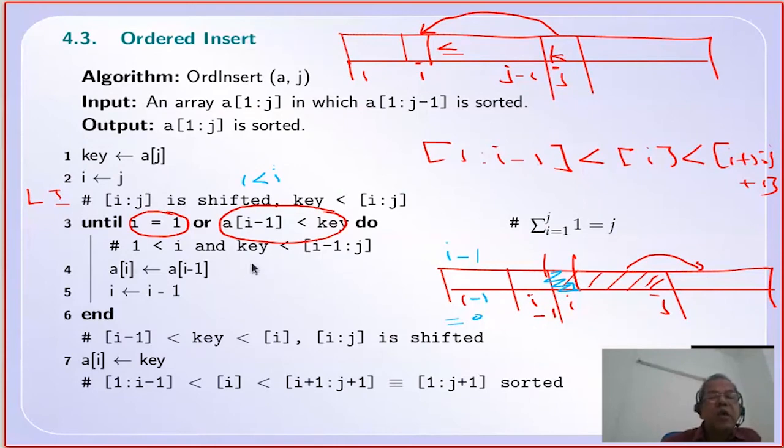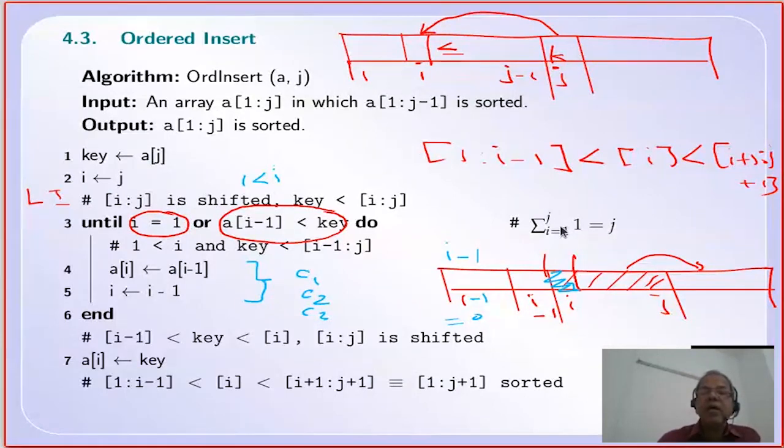All right, let's come to the question. This is a constant operation, a basic operation. Therefore, instead of writing c1 or c2 or c3, let me just write 1 for constant. How many times will the loop be iterated? In the worst case, it will be iterated from i equal to 1 to i equal to j.